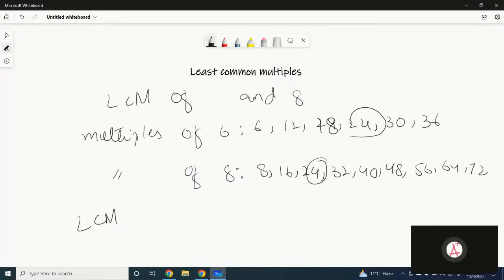24 it is, isn't it? 6 times 7 is 42. 6 times 8 is 48. You have another one, 48. But the least one, the smallest one is 24. So the LCM is 24.